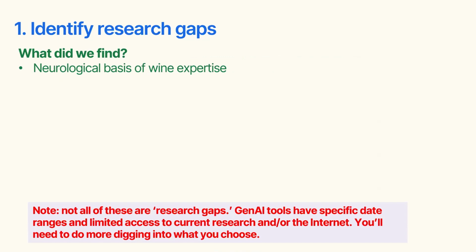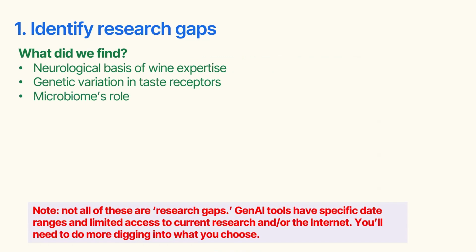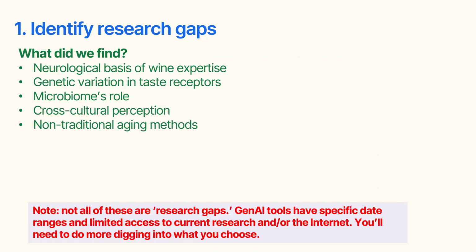Neurological basis, neurobiological, genetic variation, right? Microbiome's role in the taste of wine, cross-cultural perception, non-traditional aging methods. I can't remember if that one was on the screenshot, but that popped up. When I was searching novice versus expert wine drinkers, that's kind of interesting. I've thought about that before.